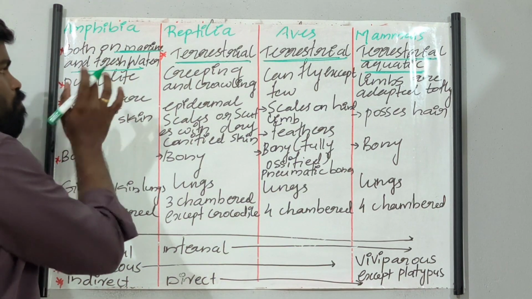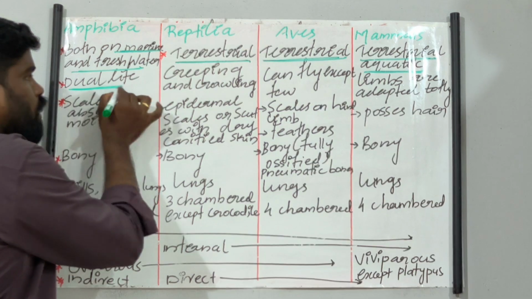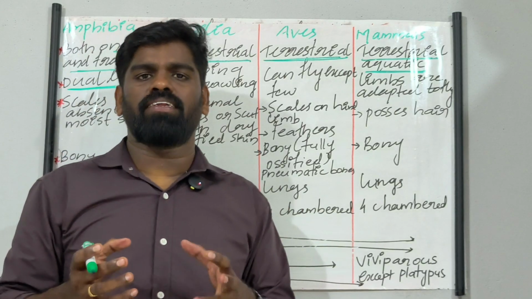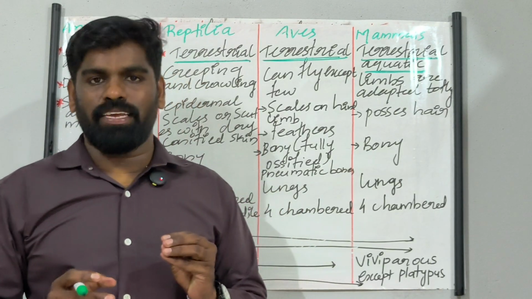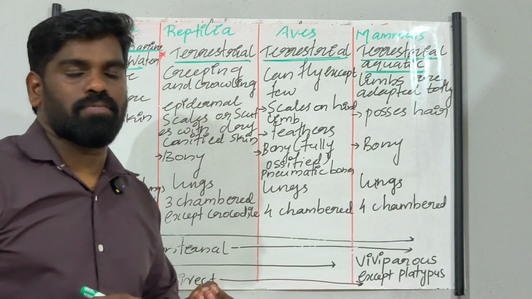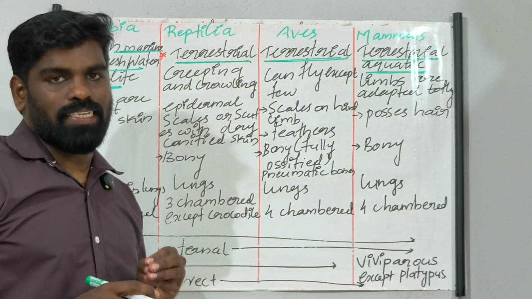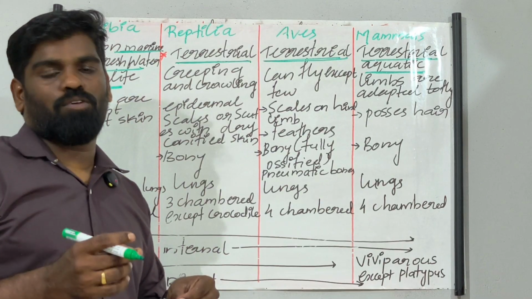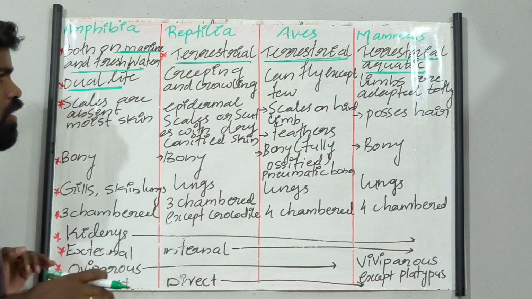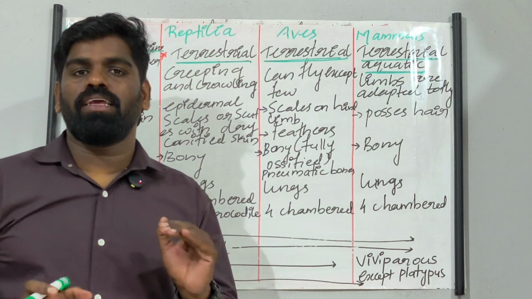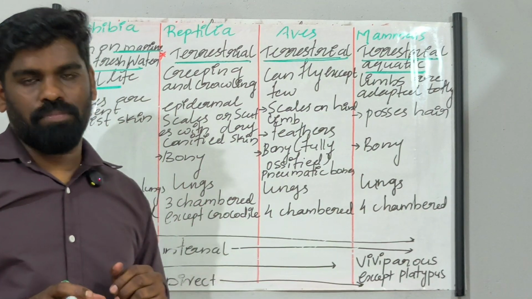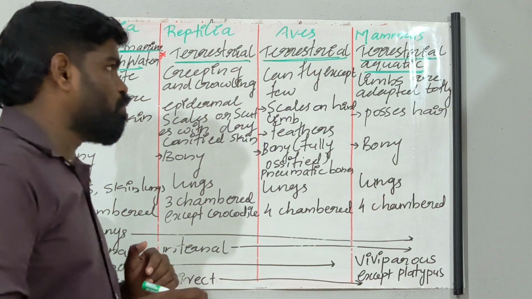Now, see in case of Amphibia, we know that they have a dual life. Dual life in the sense, we already studied that there will be a larval stage. Okay, that means their development is indirect. Indirect development means there will be a larval stage, and that larva undergoes metamorphosis into an adult. Okay, so that is why they have a dual life. Now here, in case of Reptilia, they have a creeping or crawling mode of movement.